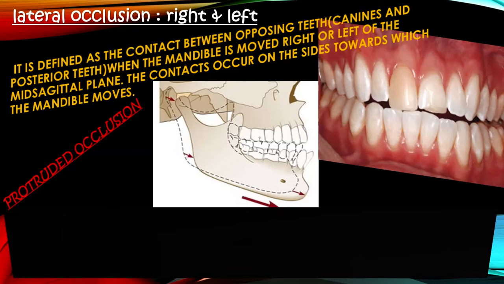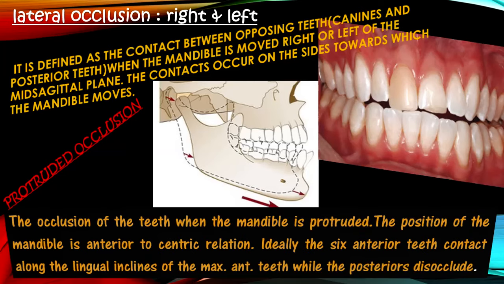اوكي. Last type of occlusion according to mandible movement will be protruded occlusion. Occlusion of the teeth when the mandible is protruded. The position of the mandible is anterior to the centric relation. Ideally, the 6 anterior teeth are in contact along the lingual incline of maxillary anterior teeth, while posterior teeth are disoccluded. هذه كلها الأنواع الأوكلوجن according to the mandibular movement.